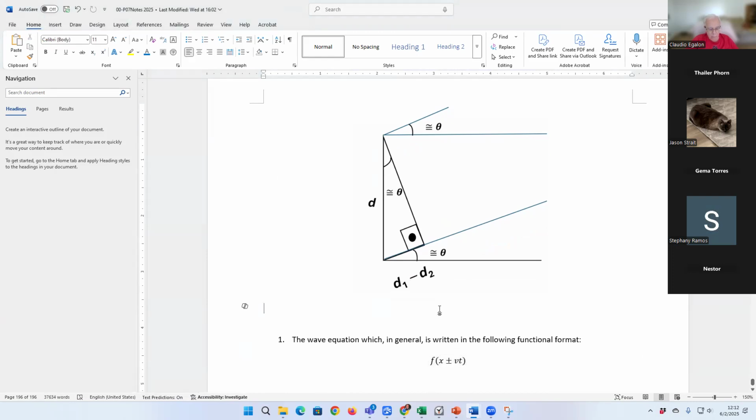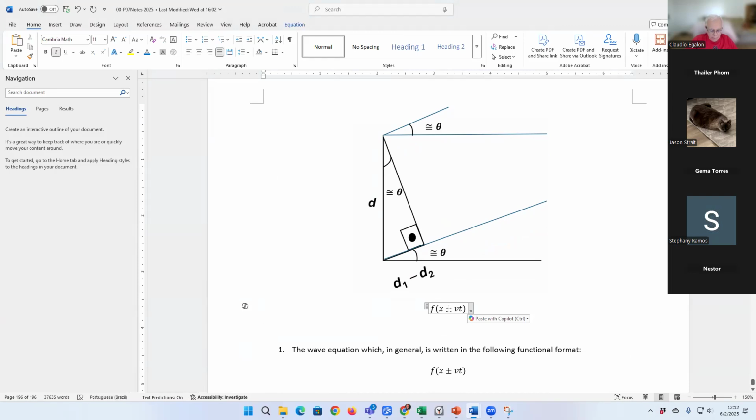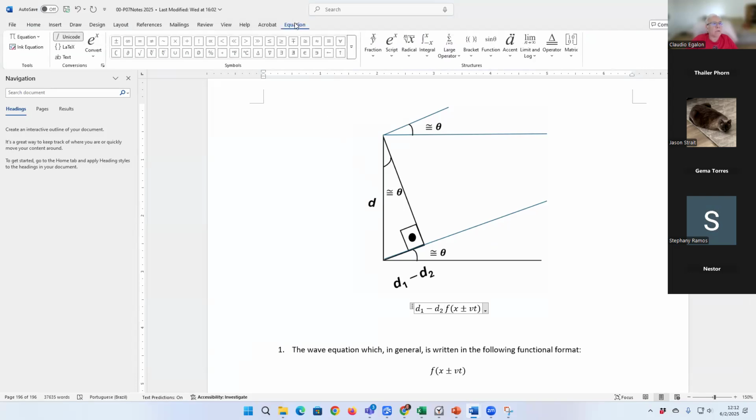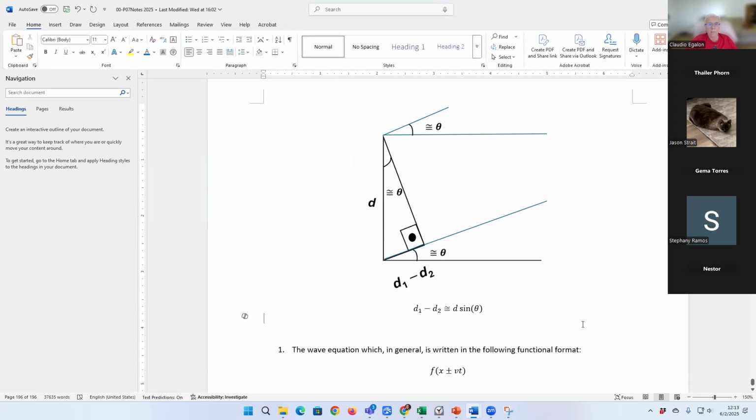Copy. I'm going to put it right here. D1 minus D2, and I can say it's approximately equal to sine of theta. Let's not forget there is also a D here, right? Here you go. Opposite side over the hypotenuse is sine of theta. Okay.